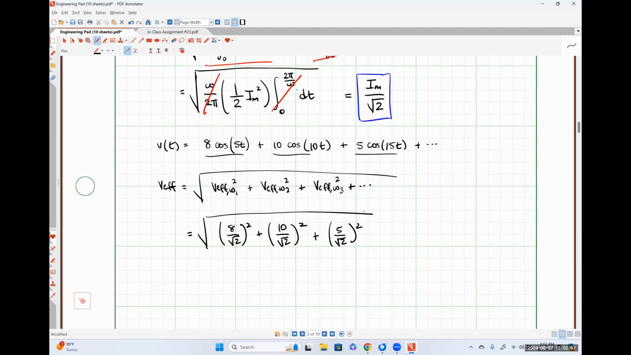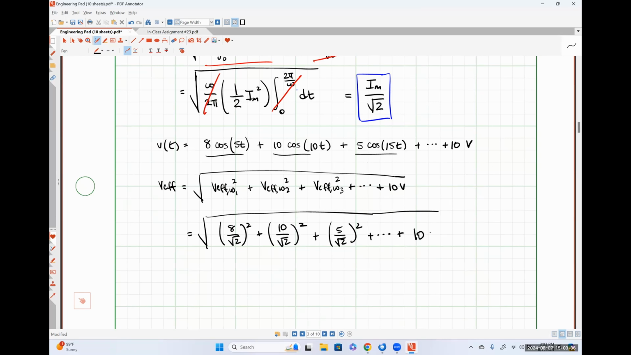If we had a DC term, so let's say plus 10 volts, we could do the same thing. What do you guys think the effective value of a DC signal would be? Whatever that signal is. Exactly right. Because by definition, the effective value is a DC representation of the signal, so the DC signal itself is the effective value. So we would literally just add the DC voltage to that.